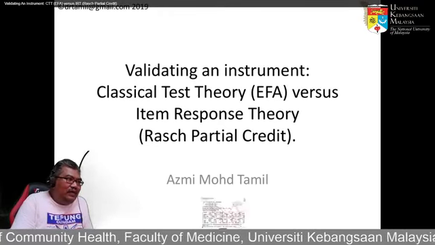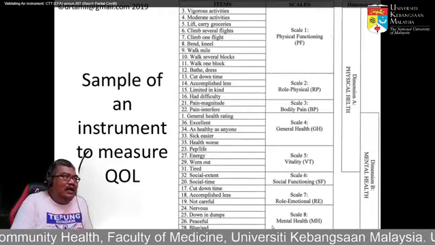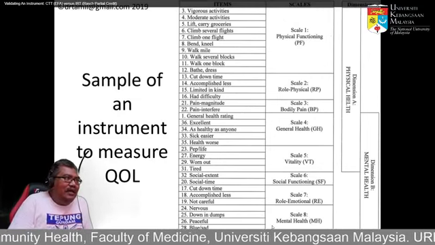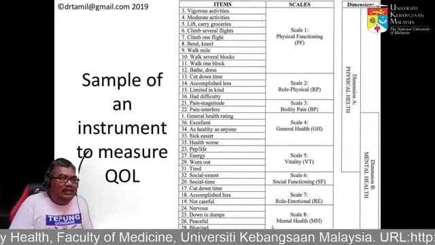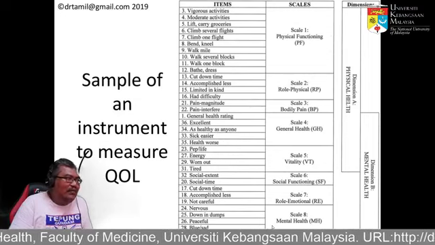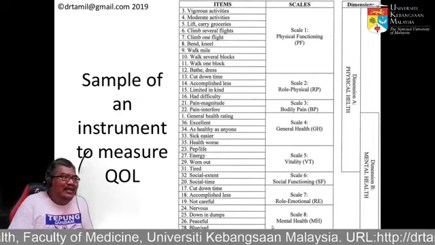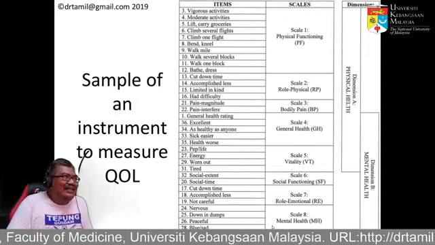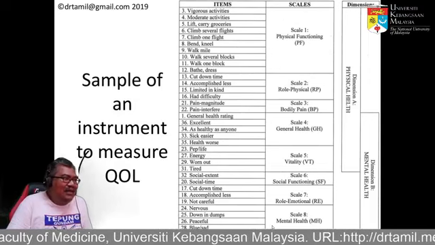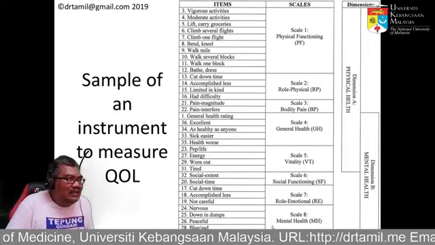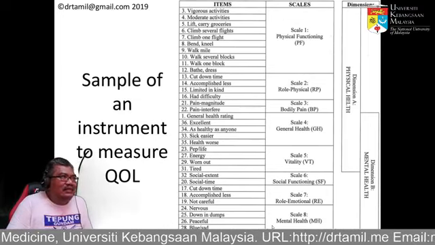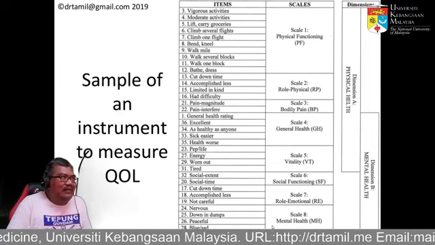Okay. So for that to happen, here is an example. This is a questionnaire on quality of life. I think you know which questionnaire this is. I'm not going to state it out. Okay. I don't want to get sued. But basically, there are 36 questions here. And all these 36 questions are asking different things.